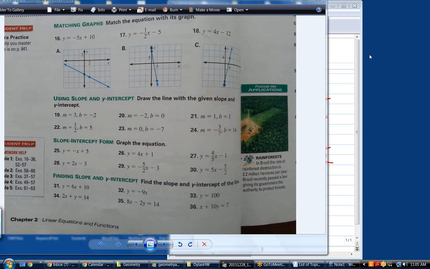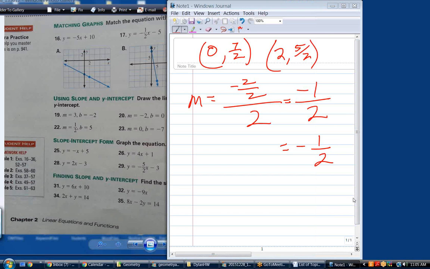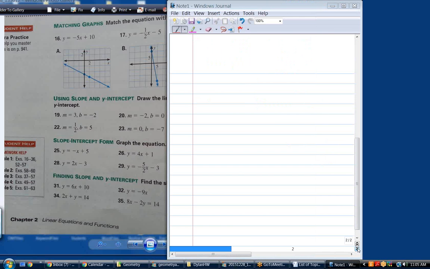33 would be undefined. No, it's a horizontal. Oh, okay, because y equals 100. Yeah, that makes sense. Let's look at that.